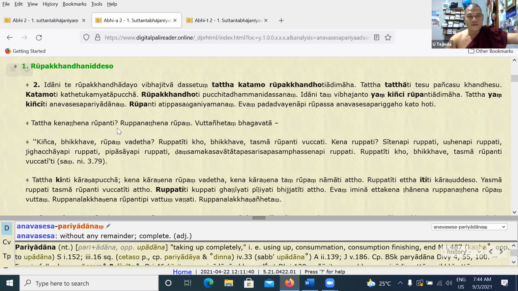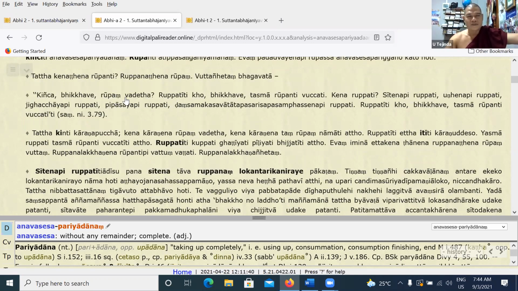Kena Tena Rupati, the meaning of Rupa is given here. You can see the meaning of Rupa. Rupa is Rupa Khanda. What is Rupa? It is molested, so it is called Rupa. Molested by what? By cold, by heat, by wind, by insects, by many things here. That means it changes, and so it is called Rupa.